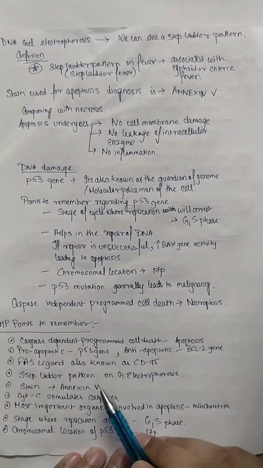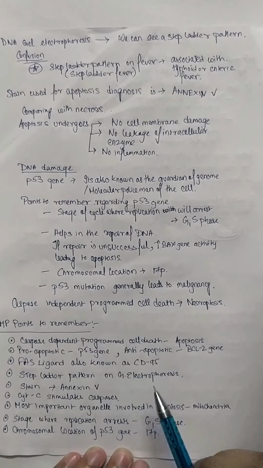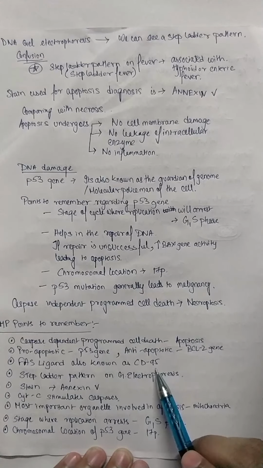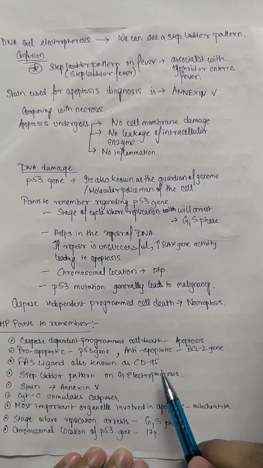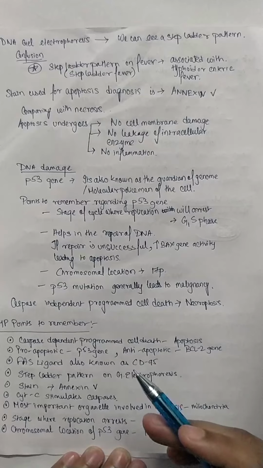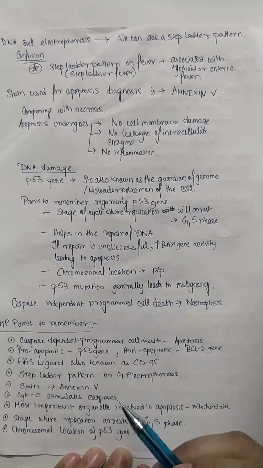Fas ligand is also known as CD95. There are some questions where the Fas ligand is not mentioned, they mention CD95, so be careful about this. So if they ask that the extrinsic pathway is related to which, and there is no Fas ligand mentioned and there is CD95 mentioned, CD95 will be the probable answer.